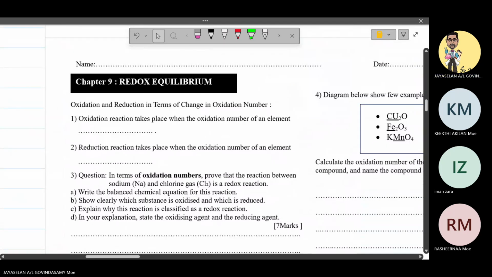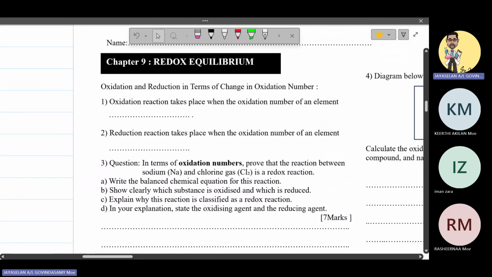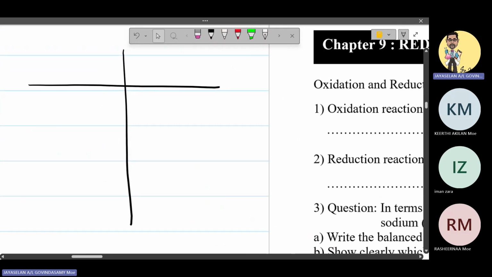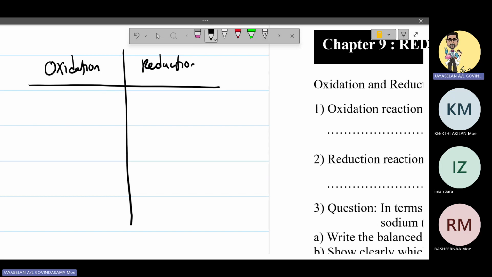Okay, oxidation and reduction in terms of oxidation number. You must memorize all the 4 points for oxidation. So how to memorize the 4 points? We already memorized. So please memorize oxidation and reduction. What are the 4 points? Oxidation, you put a smile here: accept oxygen, loss oxygen.